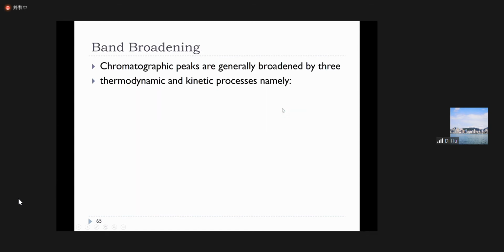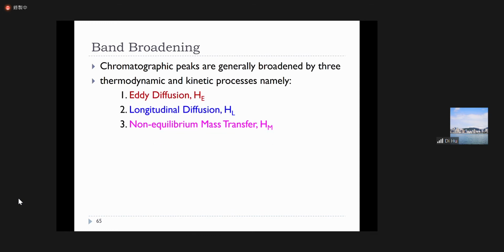So what are the factors that really make the peak broadening, okay? The chromatographic peaks are generally broadened by three thermodynamic and kinetic processes. So what are those processes? They're eddy diffusion, longitudinal diffusion, and non-equilibrium mass transfer. Dr. Wang may have mentioned a little bit about that when he was talking about the Van Deemter equation, right? But I think for his part, you should focus on the GC.